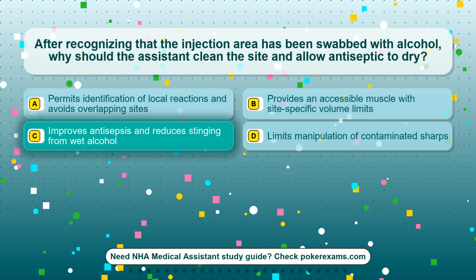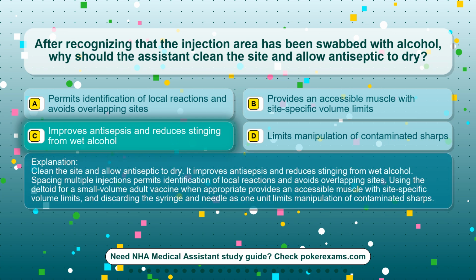The correct answer is option C. Improves antisepsis and reduces stinging from wet alcohol. Clean the site and allow antiseptic to dry. It improves antisepsis and reduces stinging from wet alcohol. Spacing multiple injections permits identification of local reactions and avoids overlapping sites. Using the deltoid for a small-volume adult vaccine when appropriate provides an accessible muscle with site-specific volume limits, and discarding the syringe and needle as 1 unit limits manipulation of contaminated sharps.